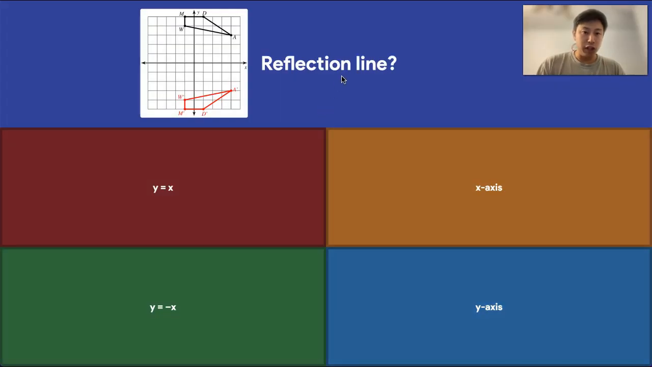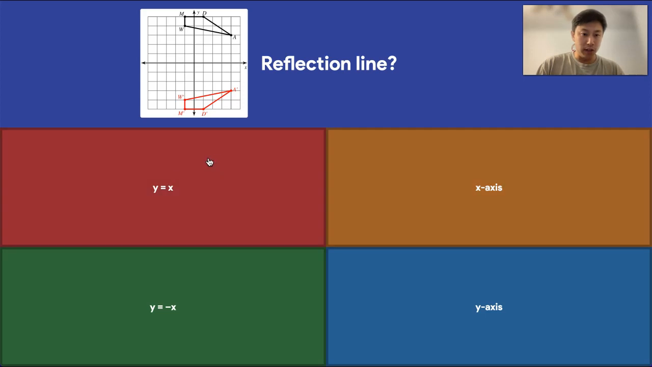This one's asking for the reflection line. So hopefully you can visualize this. It should be the x-axis. Another way to figure that out is if it's the same distance from the reflection line between each of these figures, right? So for example, point A goes to this new point A. It's going to be 1, 2, 3 units away from the x-axis, and then another 1, 2, 3 units away. So you know it's the same distance. So this one's going to be the x-axis.